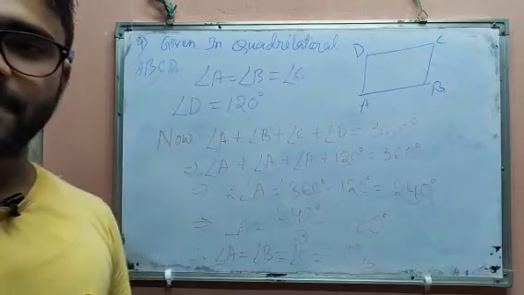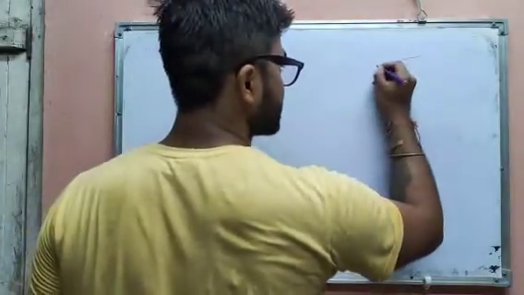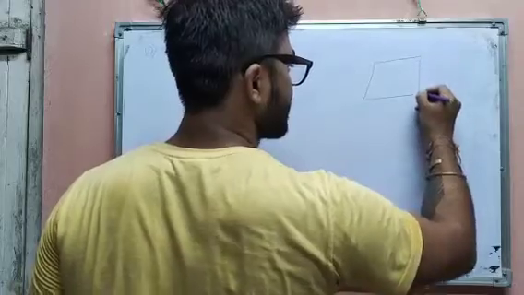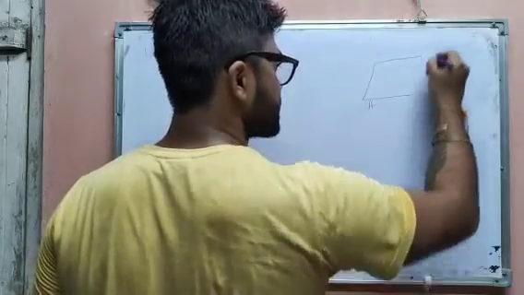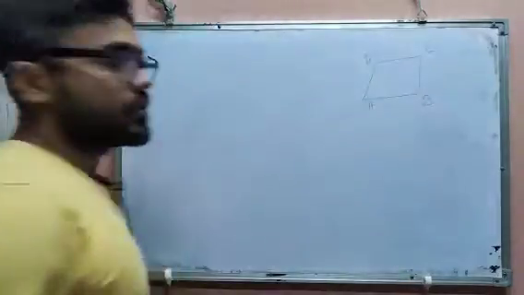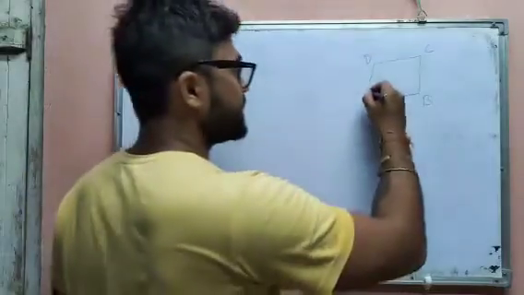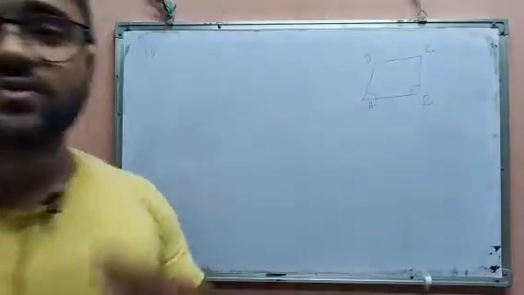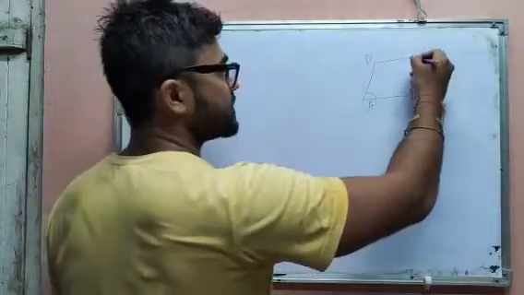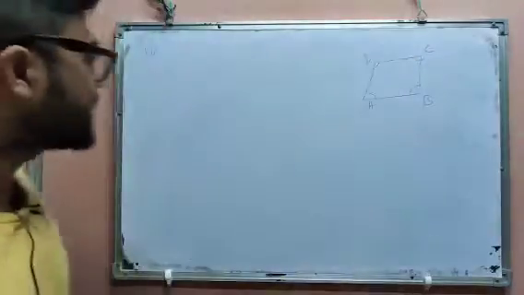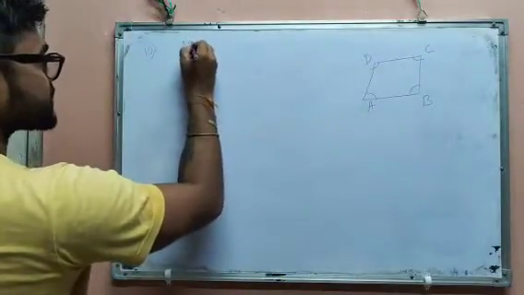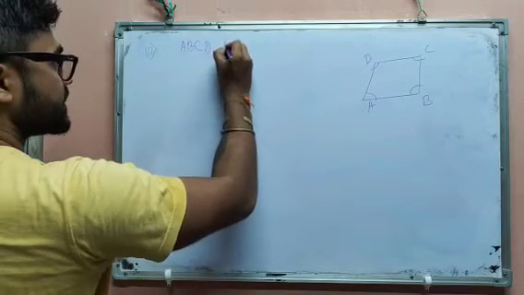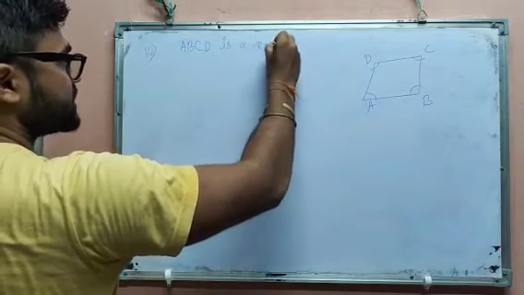Okay. So next question number 10. What is given? The sum of two angles of a quadrilateral is 180 degree. Consider a quadrilateral like that, A, B, C, and D. Okay. Consider that angle A and angle B sum is 180 degree. And we are asked to find what is the sum of the angle C and angle D. Okay. So ABCD is a quadrilateral.